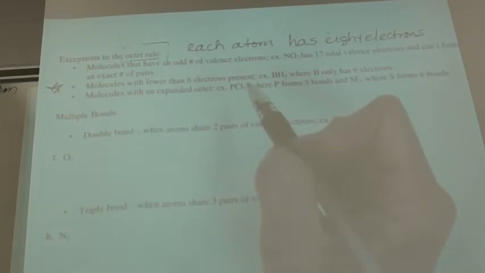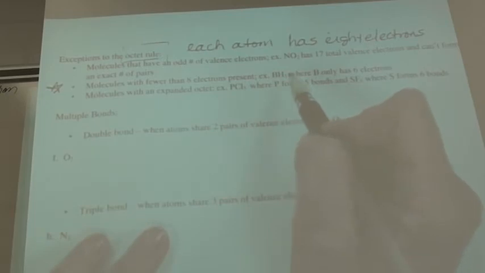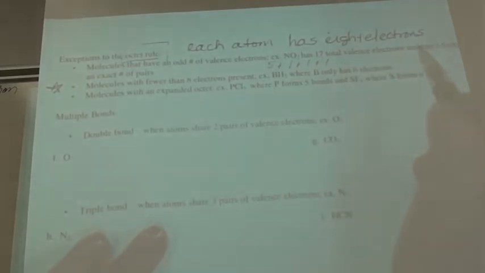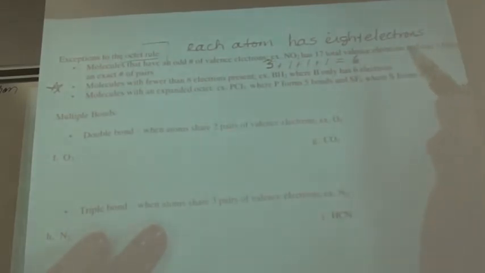Here's something that I need you to recall. Molecules with fewer than 8 electrons present. Okay, BH3, boron has 5 electrons. Each one of the hydrogens has 1 electron. I'm sorry, boron is 3. Whoops, bad me. Boron has 3. Its atomic number is 5. It has a total of 6 electrons, or 3 pairs. It can't have an octet around it, as I will show you in a minute.